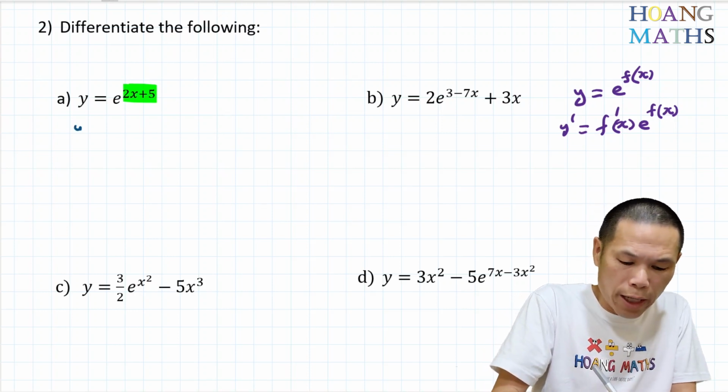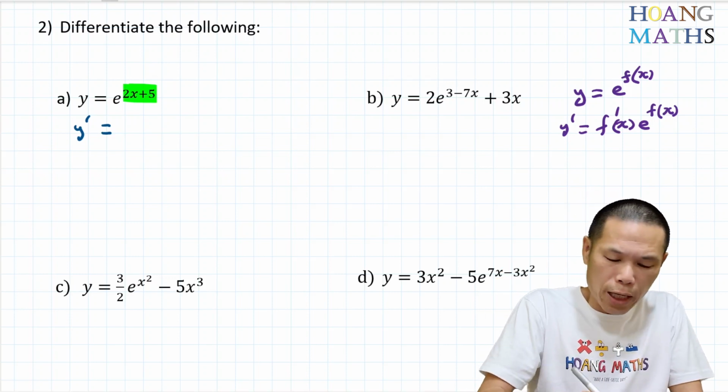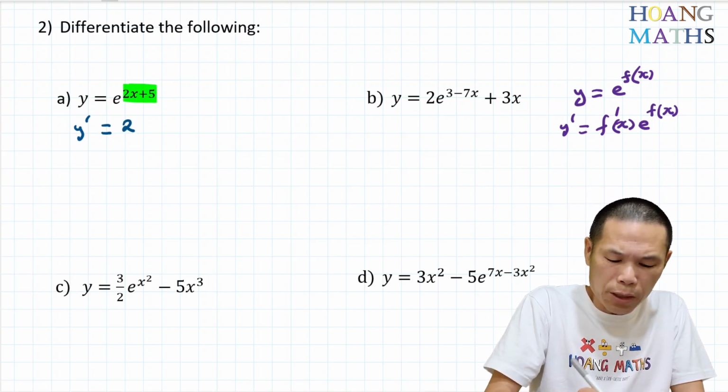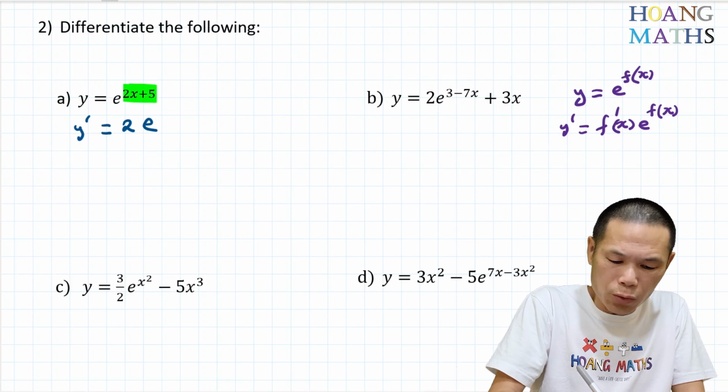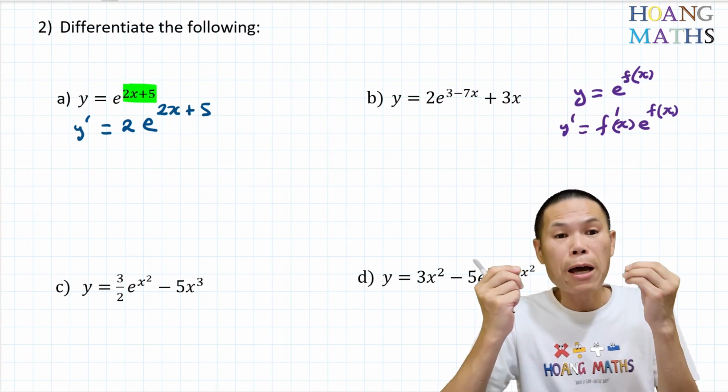So let me just write y dash equal to, or you can write dy/dx, that is 2, so 2 times the function itself, which is e to the power of 2x plus 5. So there you go. So part B.